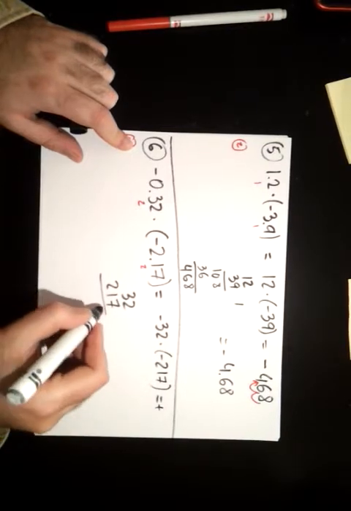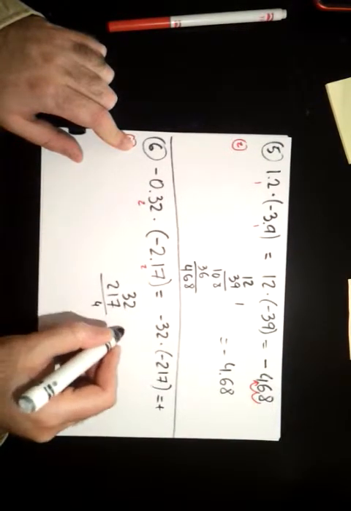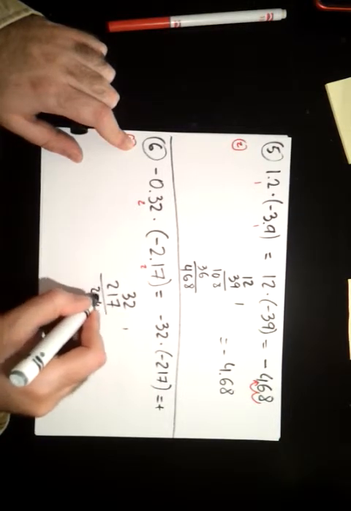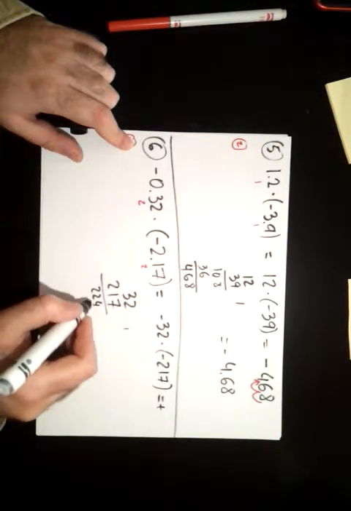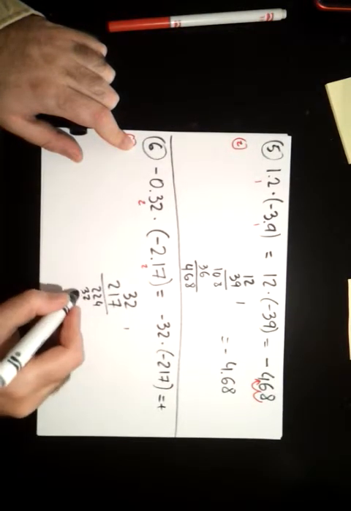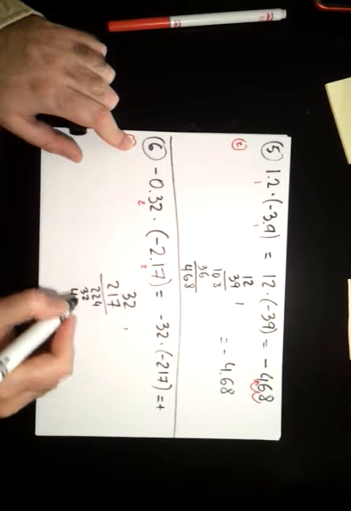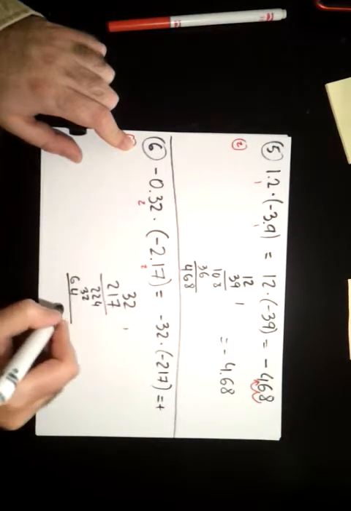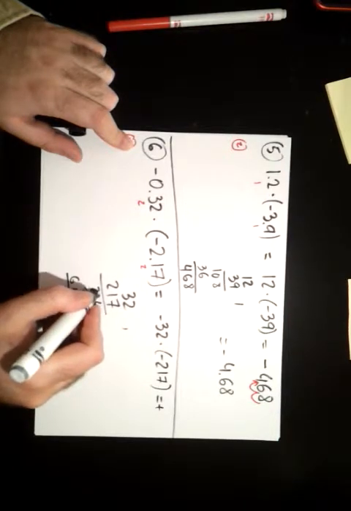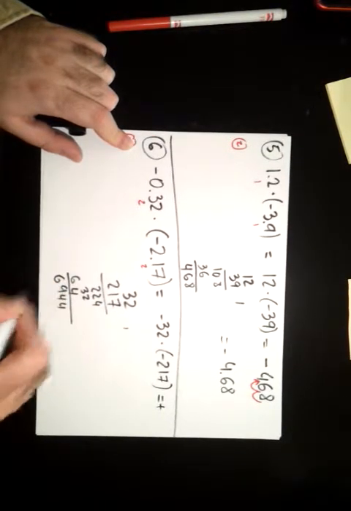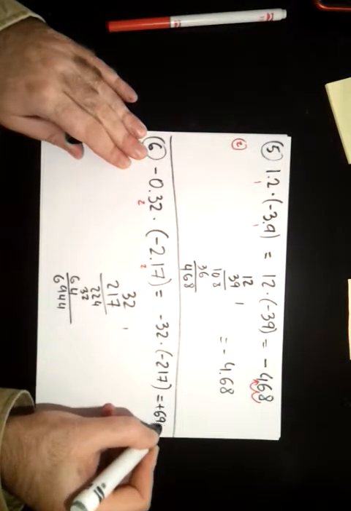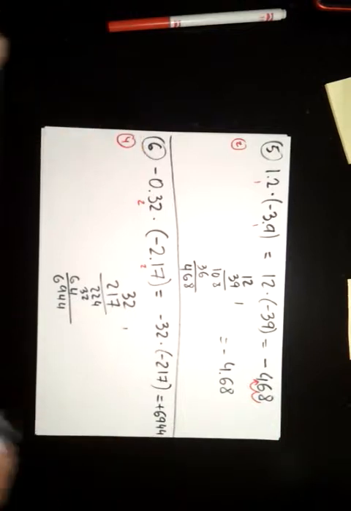7 times 2 is 14, 4 here, 1 in reserve. 7 times 3 is 21, I had 1 in reserve, 22. 1 times 2 is 2, 1 times 3 is 3, 2 times 2 is 4, 2 times 3 is 6, 4, 4, 9, 6. So my answer is 6, 9, 4, 4.